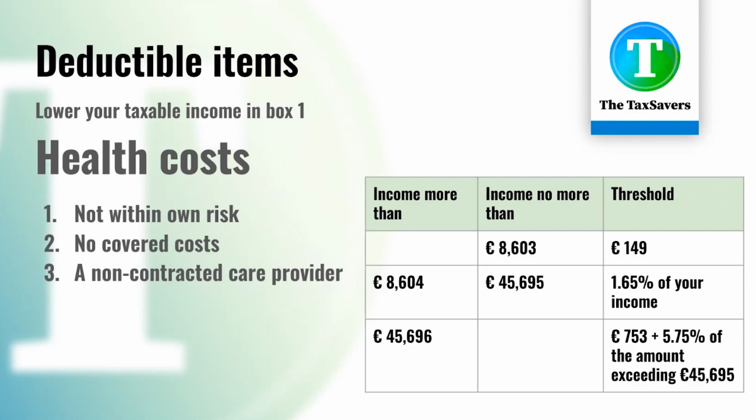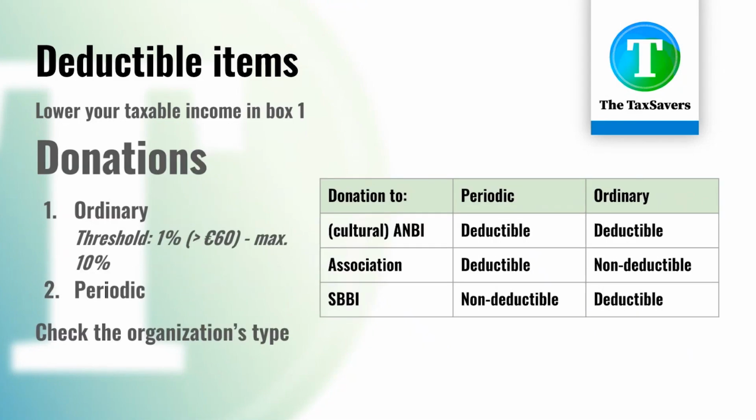You don't have to submit any documents along with the tax return itself, but you should be able to show the invoice and the proof of payment if necessary. The second category are donations, for which there are two subcategories. There is a difference between ordinary and periodic donations.